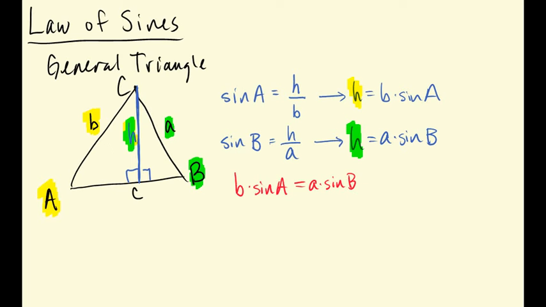And although there's nothing wrong with that formula, what we usually do is divide both sides by little a times little b, and we get the start of the law of sines, and we get the sine of angle A over little a equals the sine of angle B over little b.